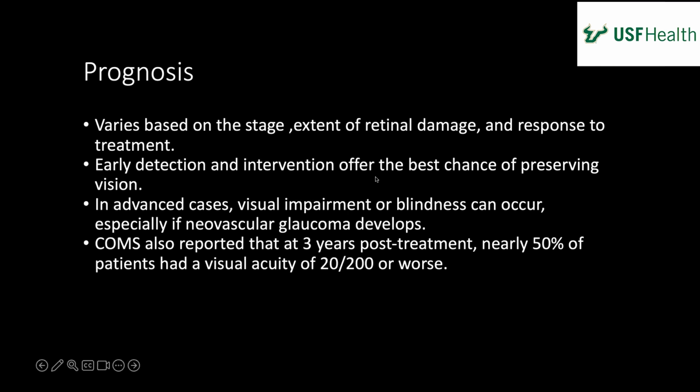Prognosis basically depends on the stage, the extent of damage, and the response to treatment. Early detection and intervention, just like in most cases of any retinal disease, offers the best chance of preserving vision. In advanced disease, you can get impairment or blindness, especially if neovascularization occurs or neovascular glaucoma. The COMS trial, which dealt specifically with brachytherapy, and this statistic right here, reported that at 3 years post-treatment, nearly half of the participants had a visual acuity of 20/200 or worse.